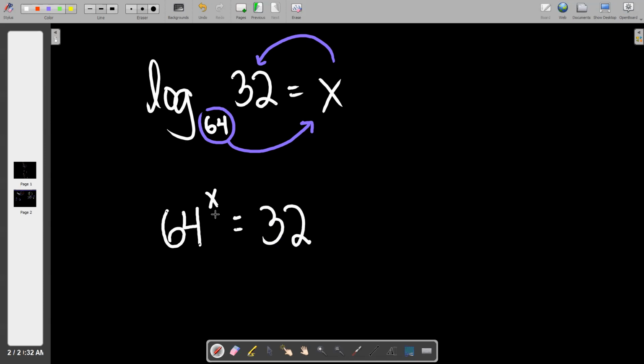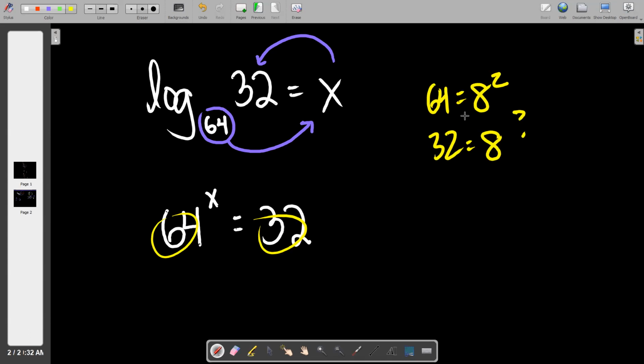So I ask you this. These two yellow numbers, 64 and 32, they're both powers of the same number, right? What? If I sat in this room as a teenager, I might have said 8. But here's the deal. Yeah, 64 can be written as 8 squared, whoop-de-doo. The trouble is 32 cannot be written as a power of 8. So 8 is out. What else are they both powers of?